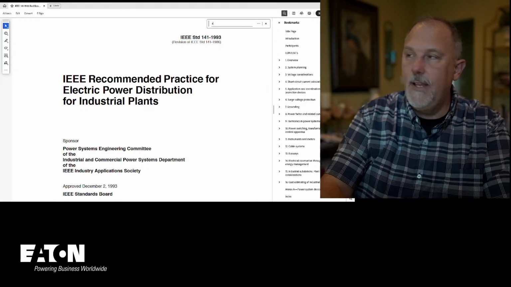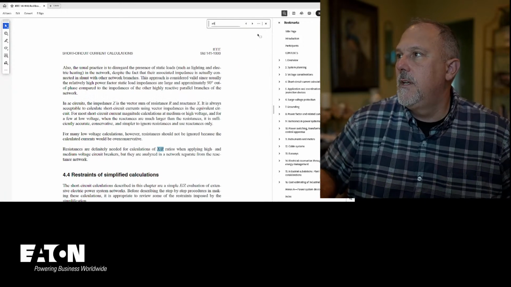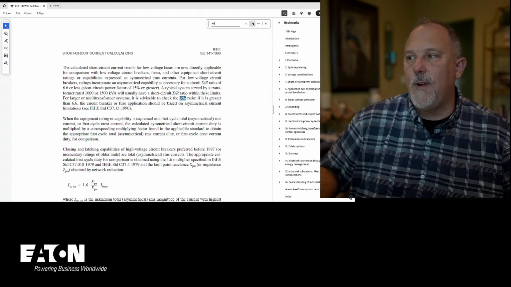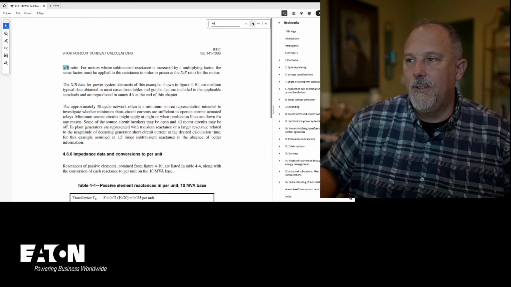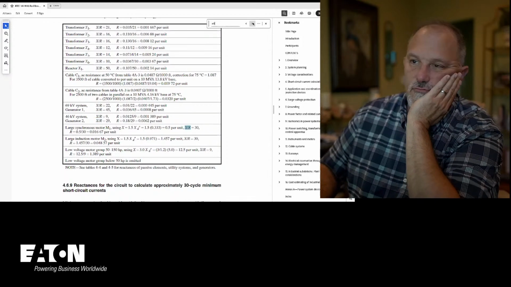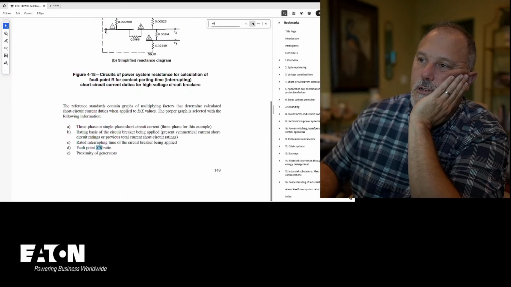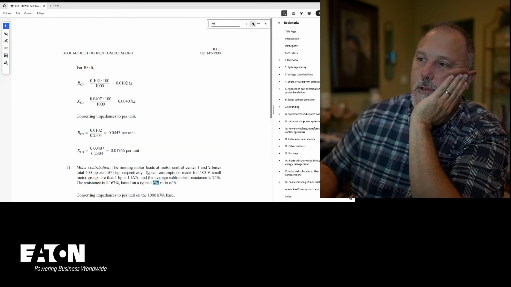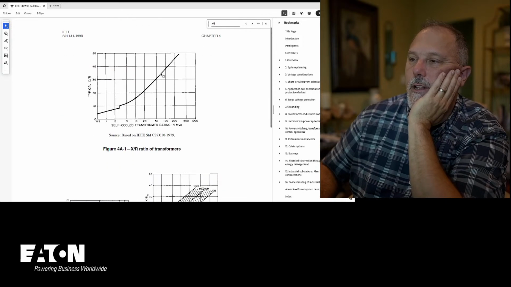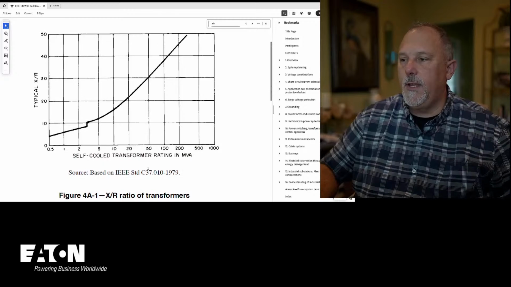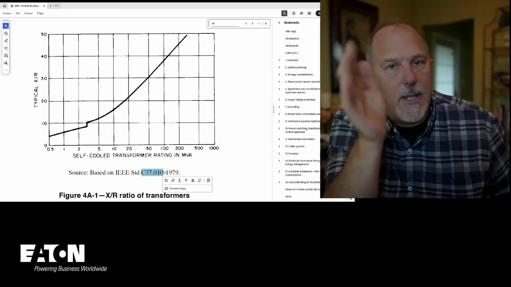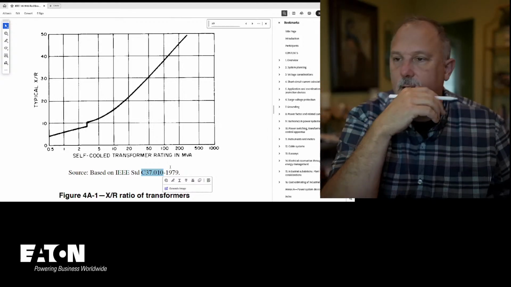Control F, X to R. I'm just going to poke down through here. I'm looking for a specific table or a graph. I know what it looks like. I don't know what page it's on. It'll look like a little curve. Watch, prove me wrong. Oh, there it is. All right, look at this. So this little table here comes from C37.010, and if you want the latest values, go to the latest edition of the standards.